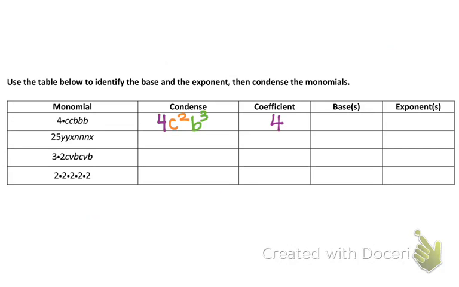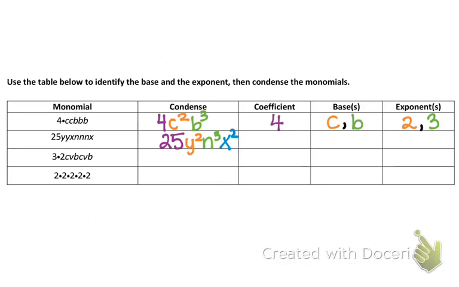Our coefficient, like we said, is 4. We have 2 different bases, C and B, and our exponent for each of those would be 2 and 3. In the second example, we have a coefficient of 25. We have 2 Y's, 3 N's, and 2 X's. Even though those X's are not right next to each other, we still have 2 of them, so we need to make sure that this has an exponent of 2.